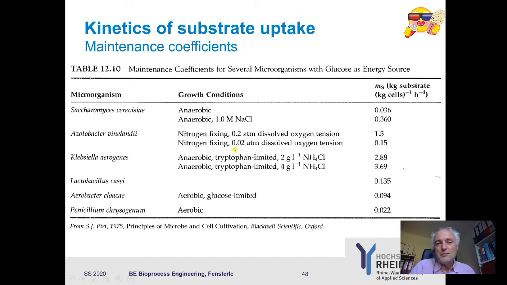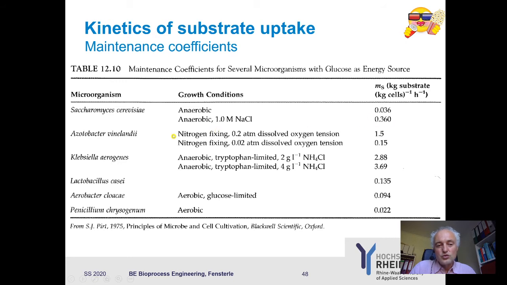Now, what about maintenance? How much substrate do you need for maintenance? You see here we have just plotted the specific rate of substrate consumption due to maintenance in different organisms and different conditions. In the case of Saccharomyces cerevisiae, we have a maintenance coefficient of 0.03, quite low in anaerobic conditions. And at 1 molar NaCl, it is higher.